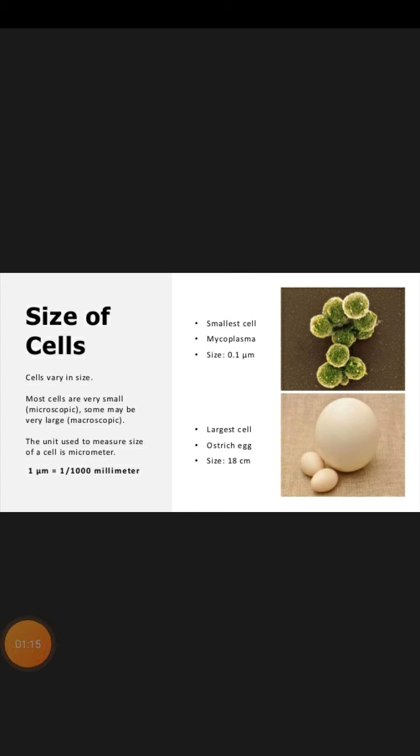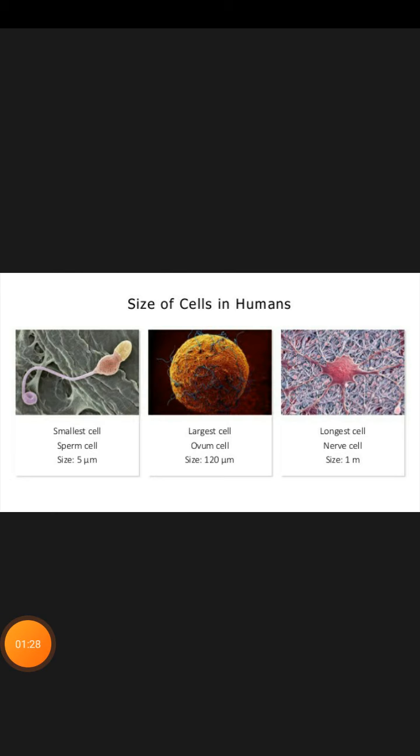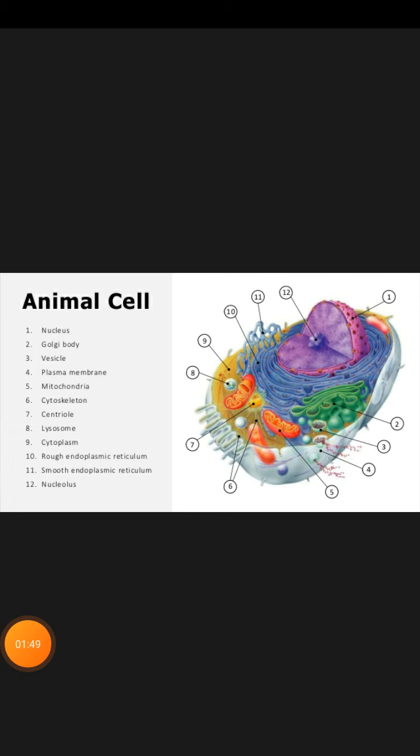Next topic is size of cells. It varies from the smallest cell, mycoplasma, to the biggest cell, the ostrich egg. Next point is size of cell in human being. The smallest cell found in human being is the sperm cell. The largest cell is considered to be the ovum cell, and the longest cell is the nerve cell, which is found in human being.